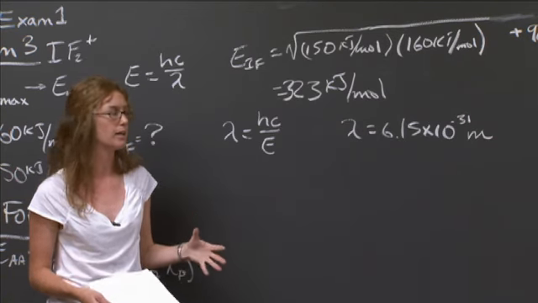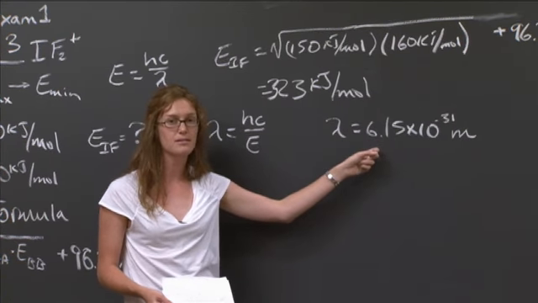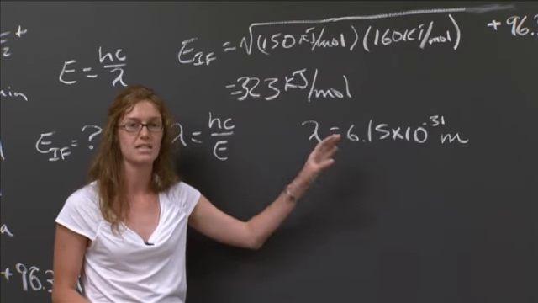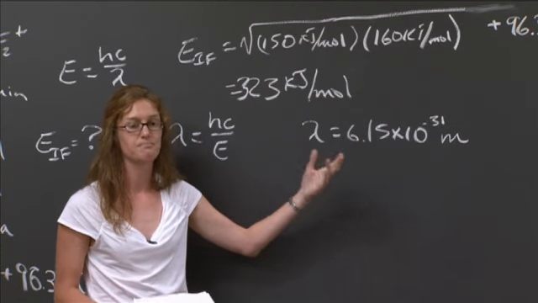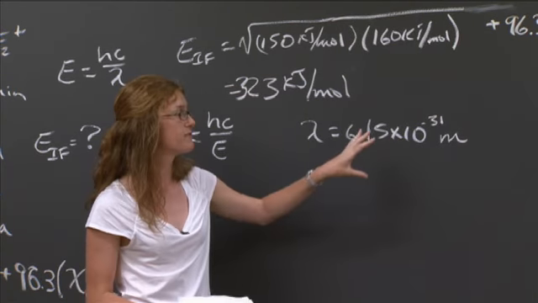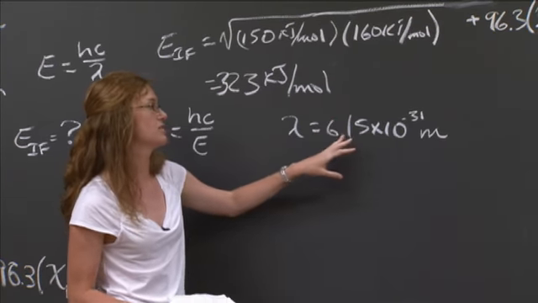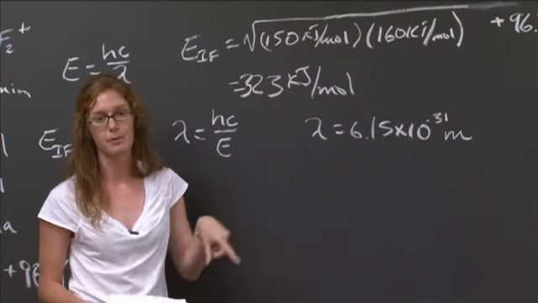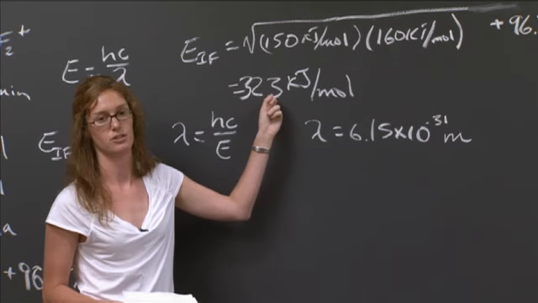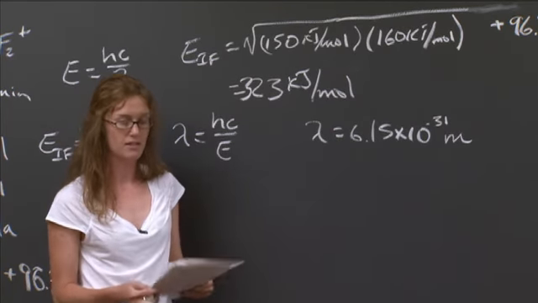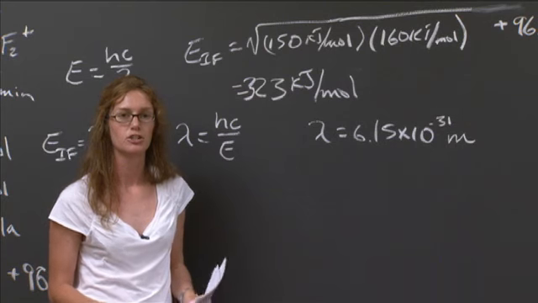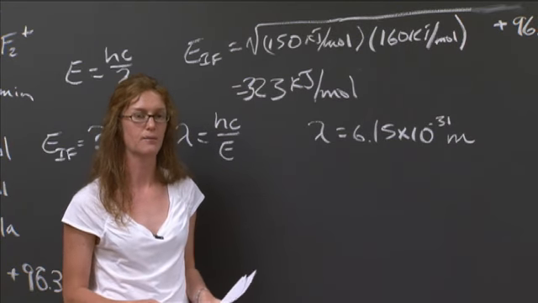However, if you think about it, does this wavelength actually make sense? The gamma ray radiation has a wavelength of about 10 to the negative 17. That's very, very energetic electromagnetic radiation. So this is 14 magnitudes smaller than gamma ray radiation. And it just doesn't make sense for a bond energy of this much. You should look at the answer you get and try to be comfortable with whether it makes sense or not.